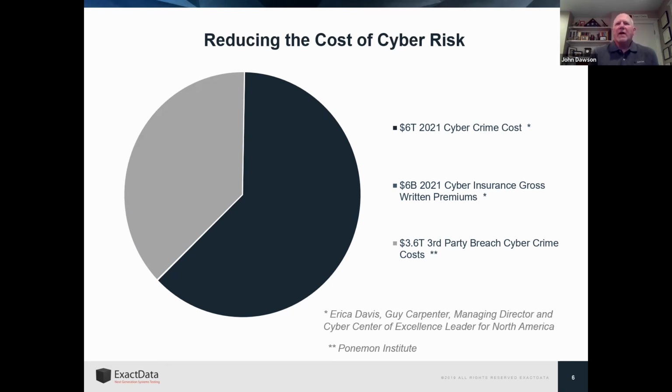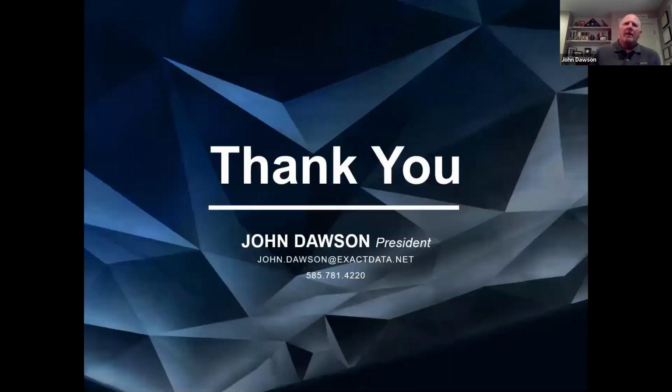$6 trillion are estimated for cybercrime in 2021. There's $6 billion in gross insurance written premium. So there's a huge disconnect there. There's trillions of dollars in gaps between what's covered from an insurance perspective and what these actual costs are. And the majority of breaches are through third parties and through your DevOps environments. It's estimated 60%. So there's trillions of dollars in opportunity cost to be addressed by deploying this technology and reducing your cyber risk. Thank you very much.